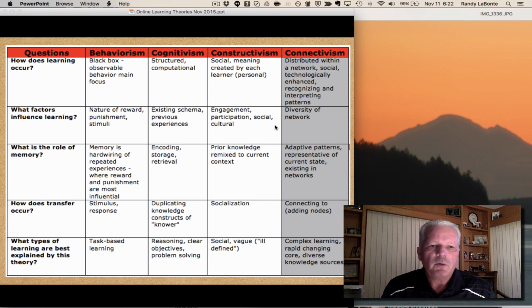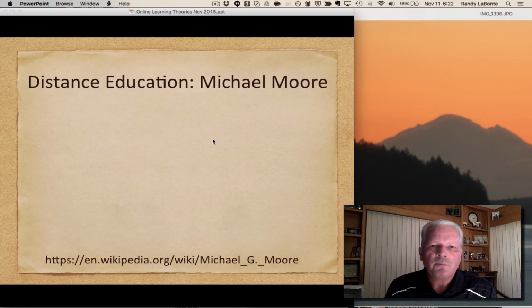So what role is there for memory? Well, in cognitivism, we have to encode. Prior knowledge is remixed in constructivism. And then connectivism talks a lot about patterns around how you build within your network. And then you look at transfer, duplicating knowledge, constructs knowers, socialization. So you kind of see how these go, that basically some cognitive base, a constructivist environment in a connected learning space is really how I see online learning being successful.